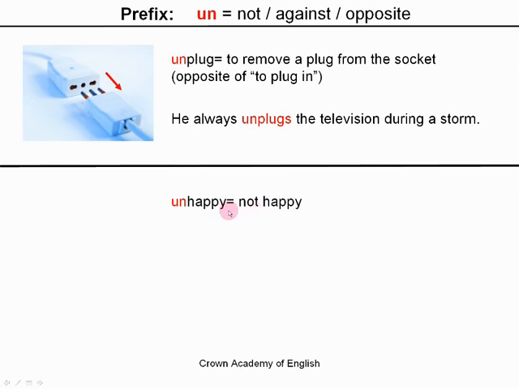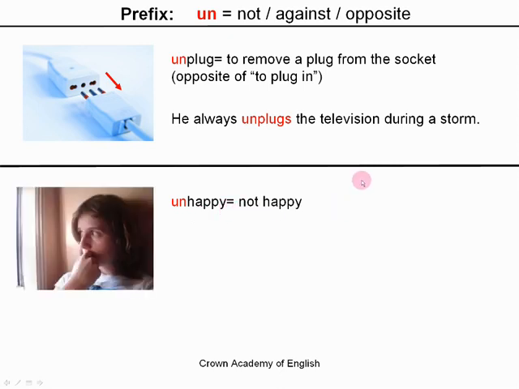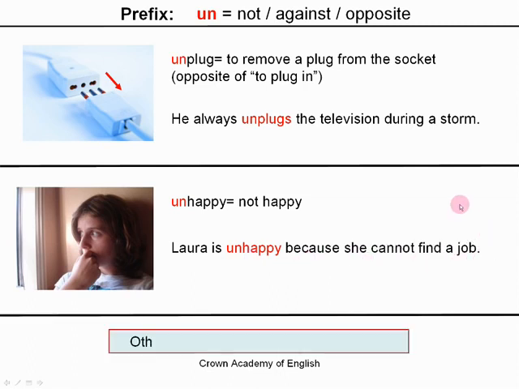Unhappy, not happy. Laura is unhappy because she cannot find a job. Other examples: unlock, unpack, unsure. This is a very common one, un. So I advise you to look in the dictionary, there are many words which start with un, and they're very common.